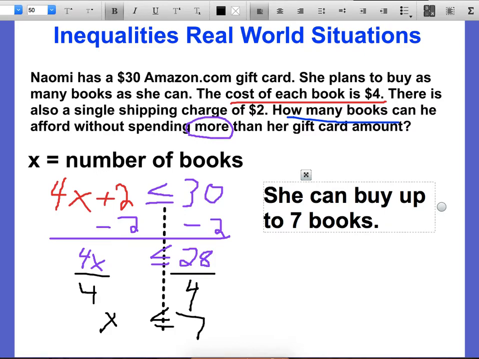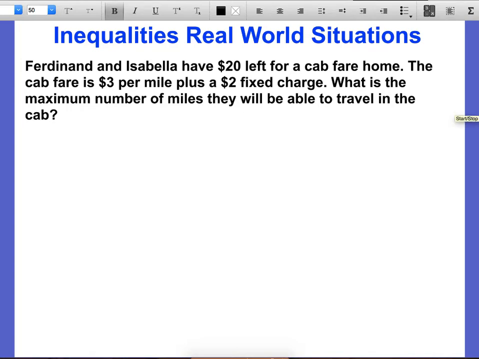All right, let's look at another example where we have to write an inequality from a word problem. Ferdinand and Isabella have $20 left for a cab fare home. The fare is $3 per mile plus a $2 fixed charge. What is the maximum number of miles they will be able to travel in the cab?